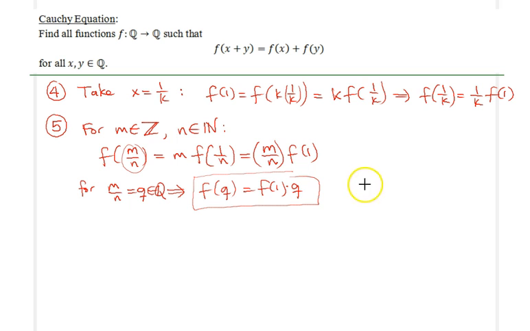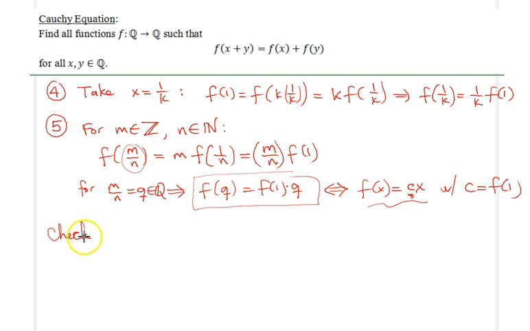Some textbooks write the solution in the following form, which is obviously equivalent: f of x equals c x, where c is a constant, with that constant c equal to f of 1. Obviously that's an equivalent representation of the same result. In the last step, it is just a matter of simple practice to check that this functional form actually satisfies the constraint given in the problem. So let's have a look at it together.